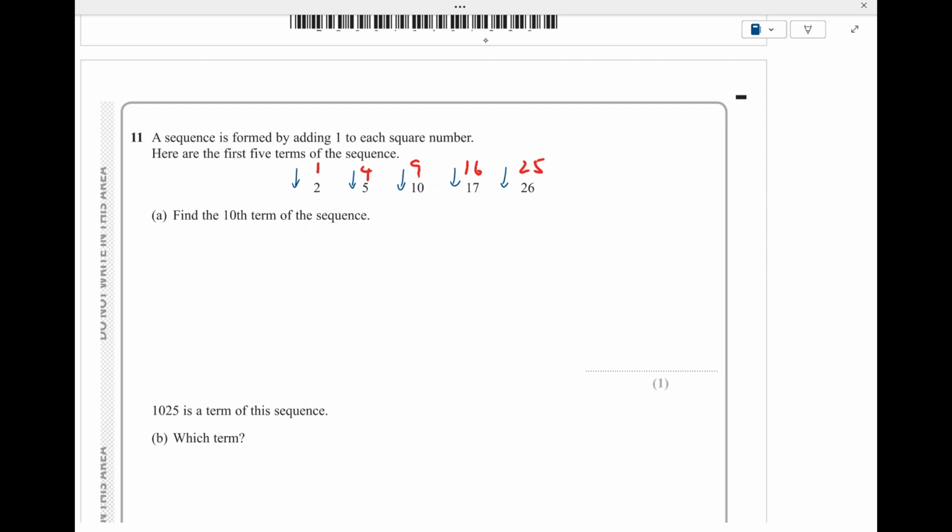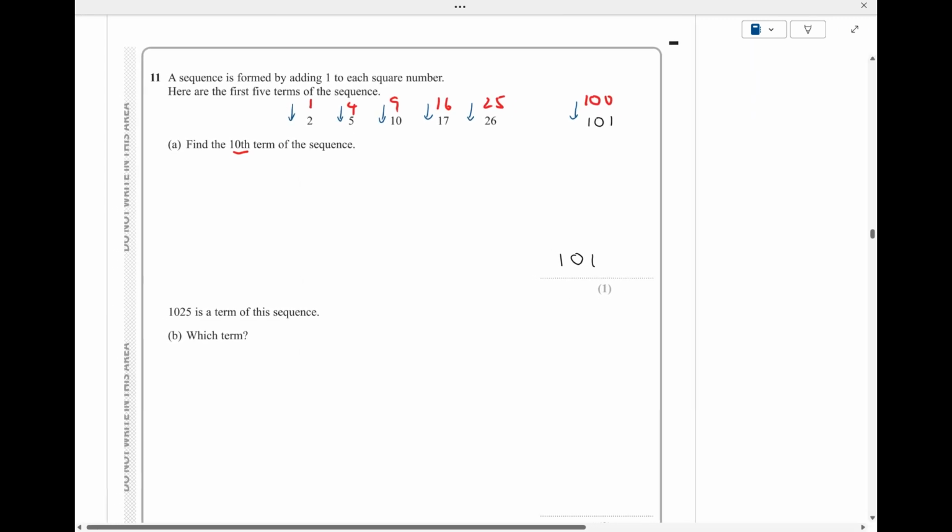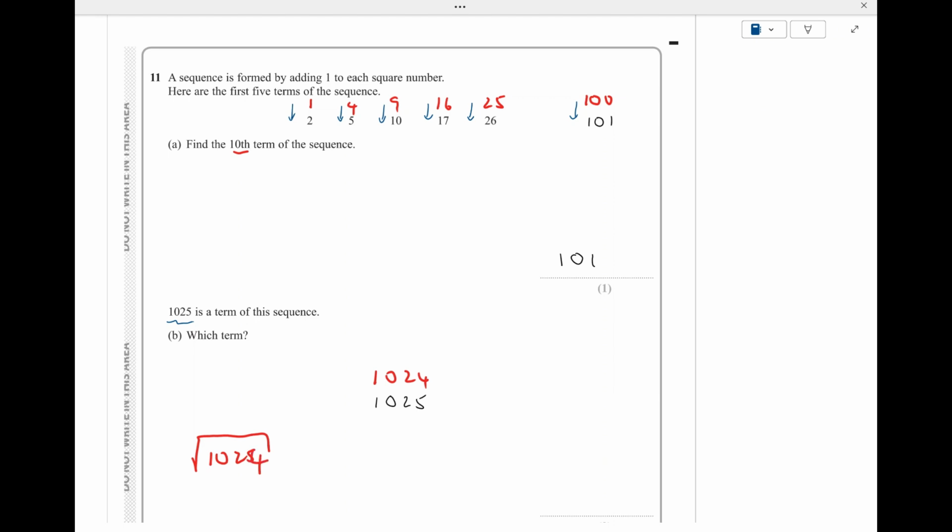Find the 10th term of the sequence. Well, that's going to be 10 times 10 is 100. Then I'm going to have to add 1 onto that. So that's going to be 101. 1025 is a term of the sequence, so I'm going to have to go backwards. So 1025 would give me 1024, and to find out which one that is, I'm going to do the square root of 1024. That's the 32nd term.